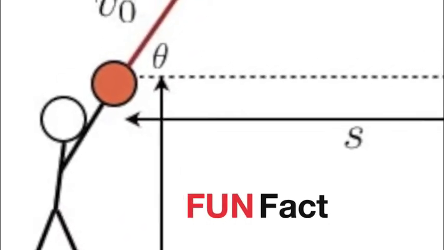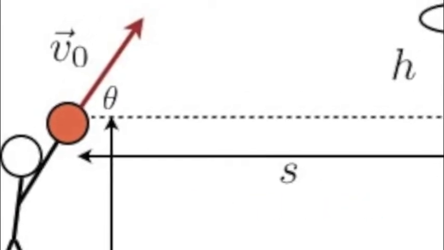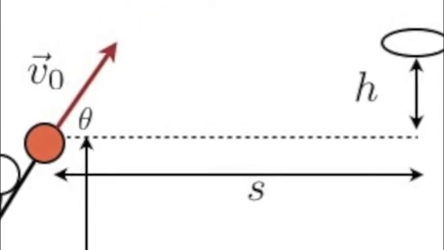You can only use the projectile equation if the height of the takeoff versus the landing is different, like a 5-foot kid shooting on an 8-foot basket.